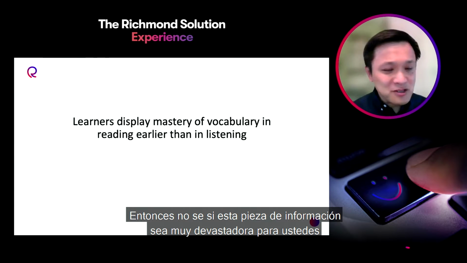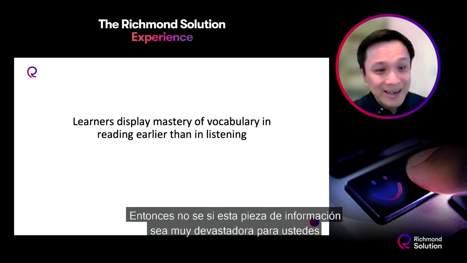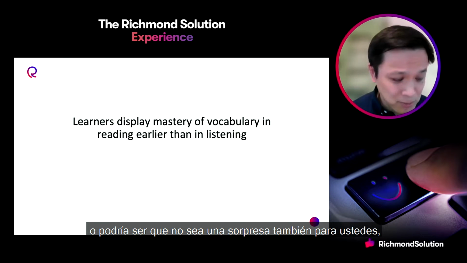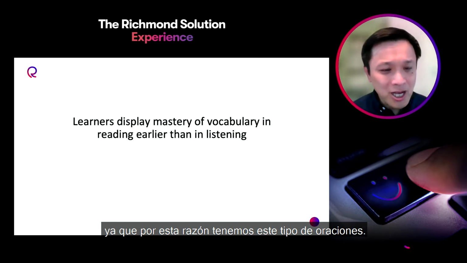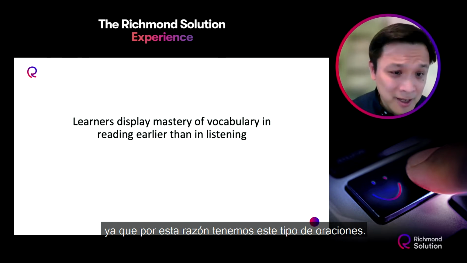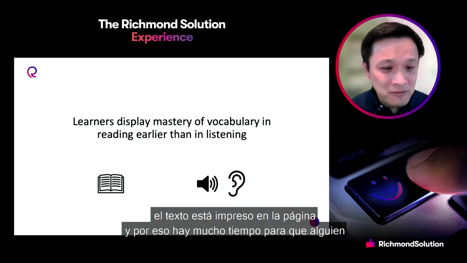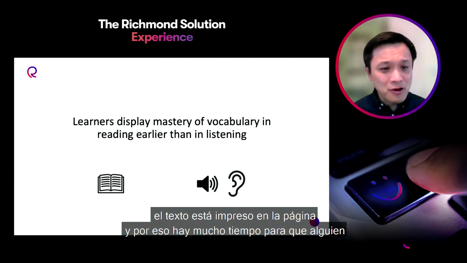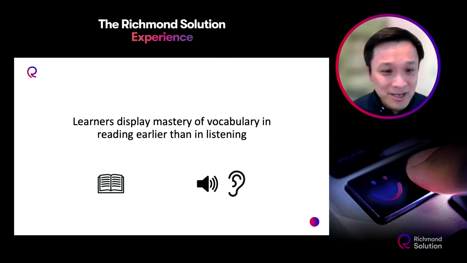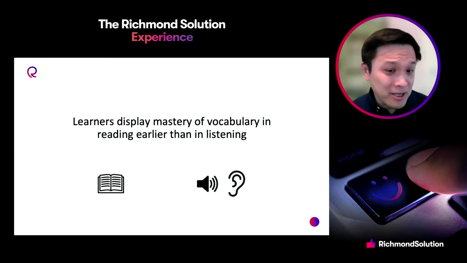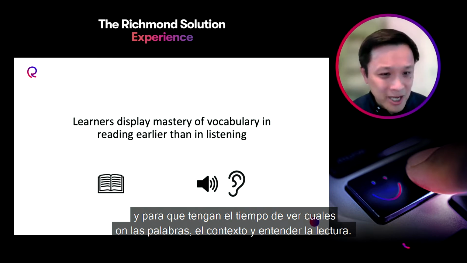Now, I don't know whether this particular piece of information is earth-shattering for you or not. I suspect for many of you, this does not come as a surprise. And if you had to come up with a reason, you might come up with something like this. Now, we all know that in reading, the text involved is actually printed on the page, and therefore there is plenty of time for somebody to pay attention to the vocabulary. In fact, if they were somewhat weak, they still have the time to figure it out, perhaps using the words surrounding it, the context, and so on and so forth.